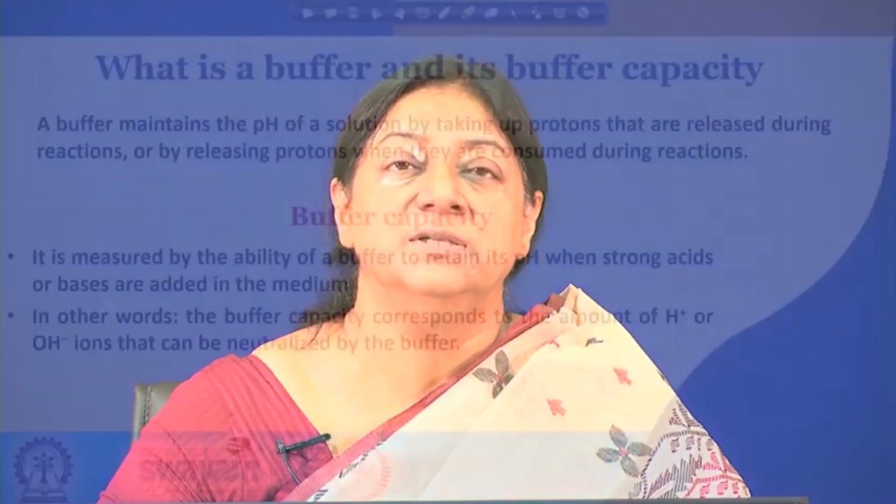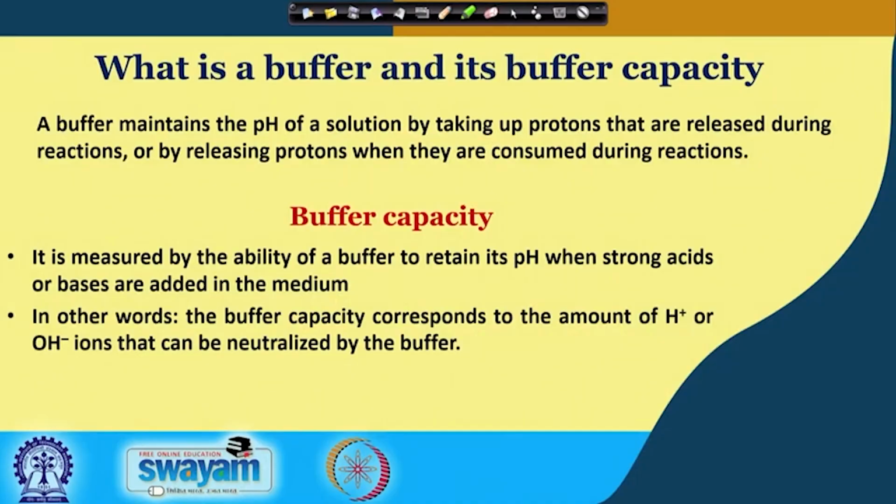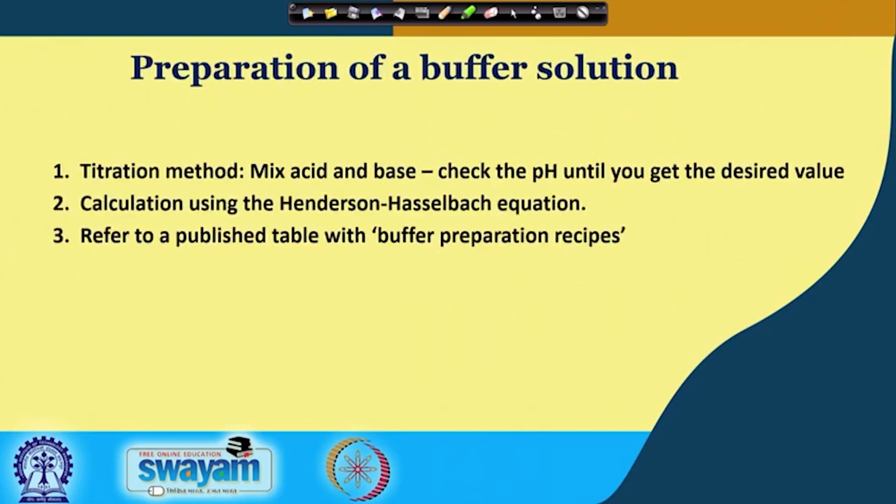First of all, what is a buffer and its buffering capacity? A buffer, as we saw in the previous class, maintains the pH of a solution by either taking up the protons that are released during the reactions or releasing protons when they are consumed during the reactions. The buffer capacity, therefore, is measured by the ability of the buffer to retain its pH when acids or bases are added to the medium. This means that the buffer capacity corresponds to the amount of H+ or OH- ions that can be neutralized by the buffer.